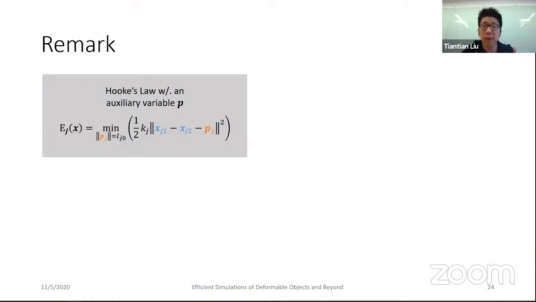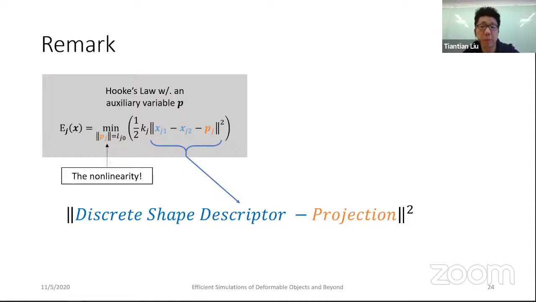So if there's one thing we want to remember from this mass spring system simulation, it will be the way we localize the nonlinearity. After we introduce the auxiliary variable, the original system energy becomes a quadratic form, which can be seen as the distance between a discrete shape descriptor and its projection. Because here, x minus x2 describes the length and rotation of the spring and therefore decides the state of that spring. And the variable p simply projects that descriptor onto the rest length. This observation opens a new direction for us to bring this idea of localizing the nonlinearity to even the FEM case. So after a discussion with Sofien back in the day, we generated a framework called projective dynamics to support more energy representations.